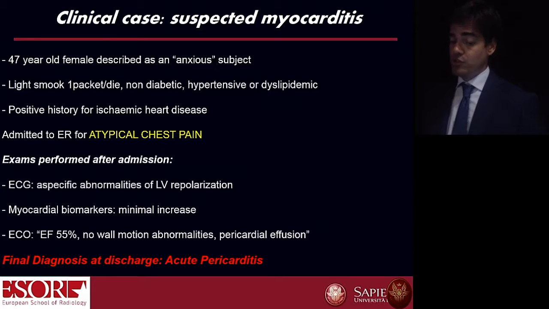She was admitted to the emergency room for atypical chest pain. ECG showed aspecific abnormalities of LV repolarization, so nothing really remarkable. Myocardial biomarkers were normal or with a mild troponin increase. And echocardiography showed a normal ejection fraction with no wall motion abnormalities or pericardial effusion.